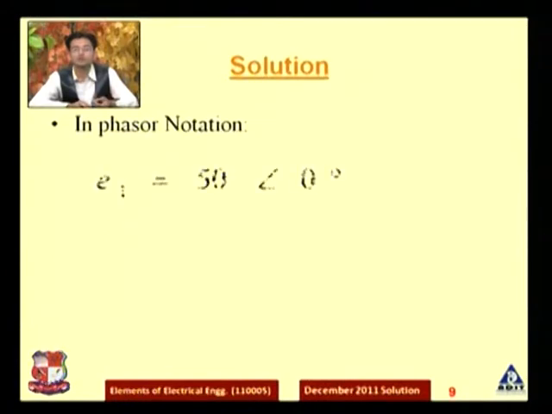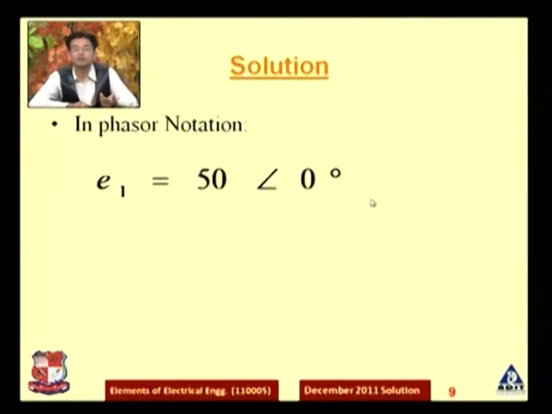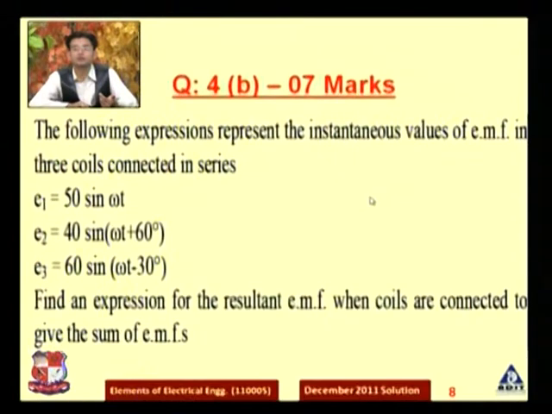So in the phasor notation, E1 is 50 at 0 degree, E2 is 40 at 60 degree, and E3 is again 60 at minus 30 degree. How is this phasor notation done? The phasor notation is done with the equation only. See, let us look at the equation again. E1 is equal to 50 sin ωt, so I have written E1 is equal to 50 and phase angle is equal to 0.